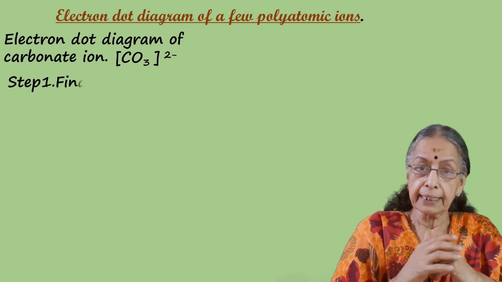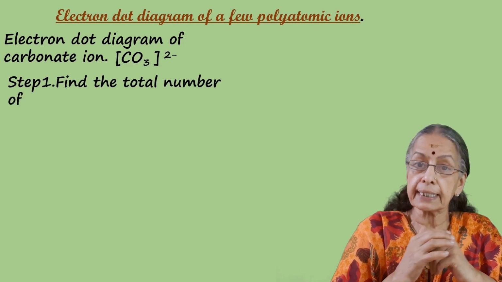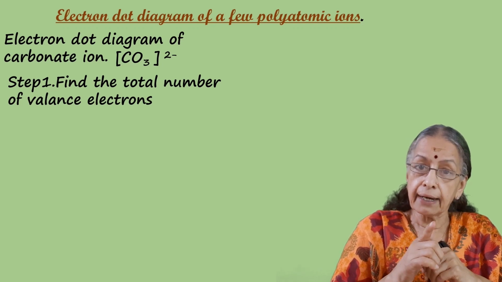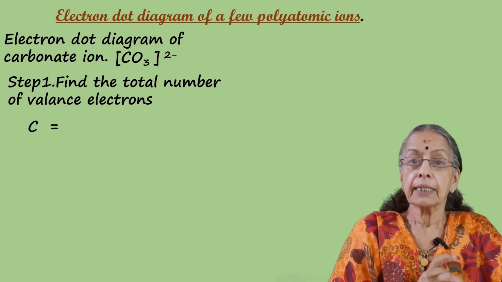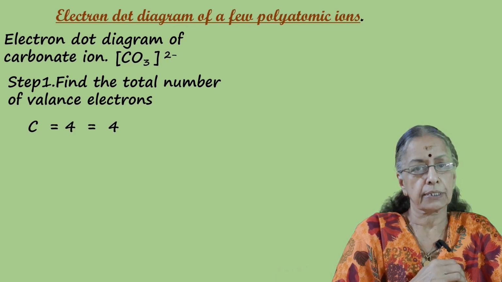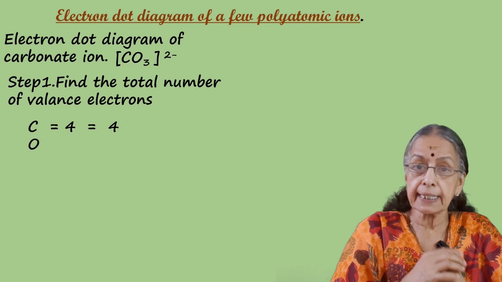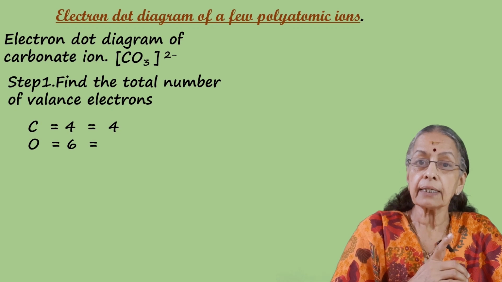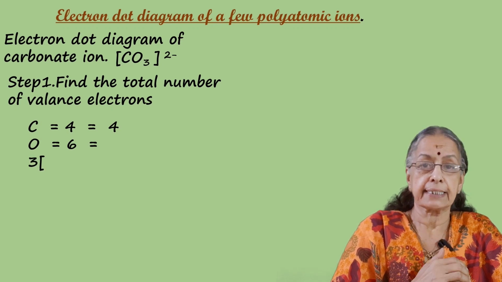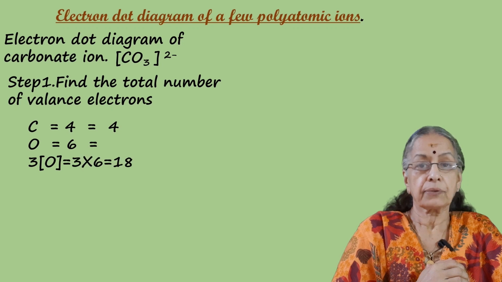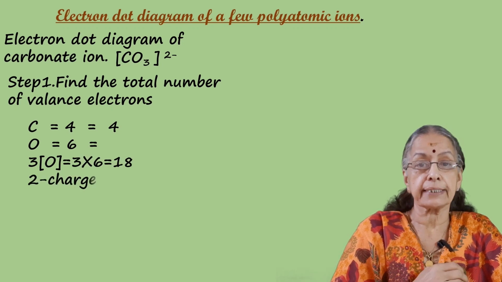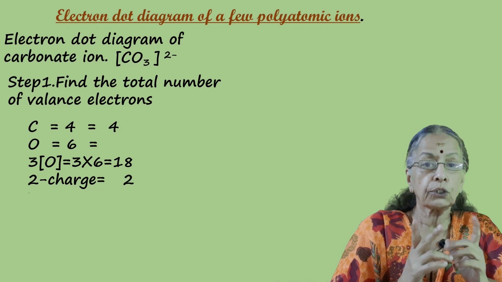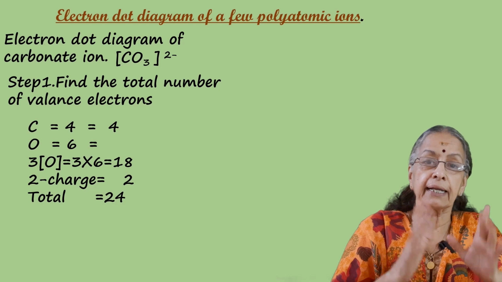Step number 1. Find the total number of electrons present in the valence shell of all the atoms present in the anion. For the carbon atom, there are 4 valence electrons. For each oxygen atom, there are 6 electrons. So, for all the 3 oxygen atoms together, there are 3 into 6, 18 electrons. Then there are 2 negative charges, which means there are 2 electrons more. So, the total comes to 24 electrons.